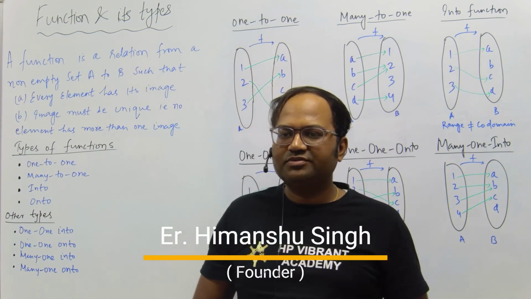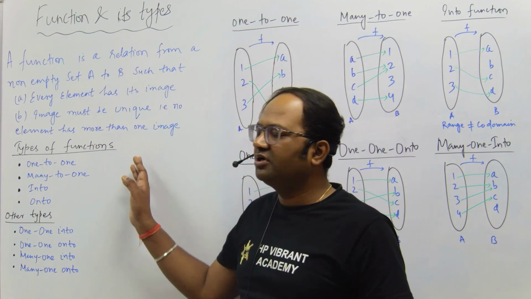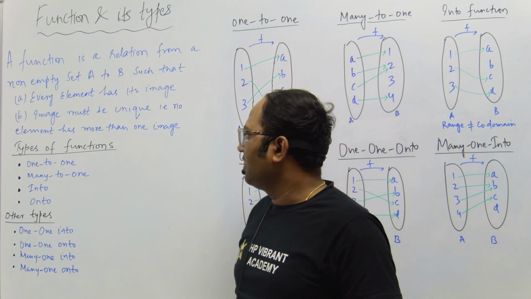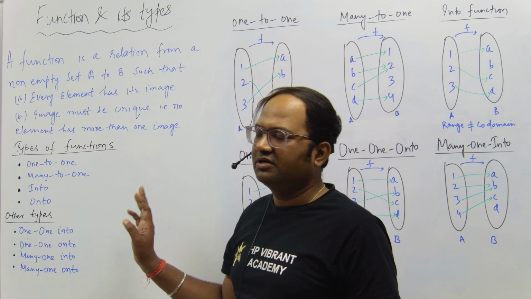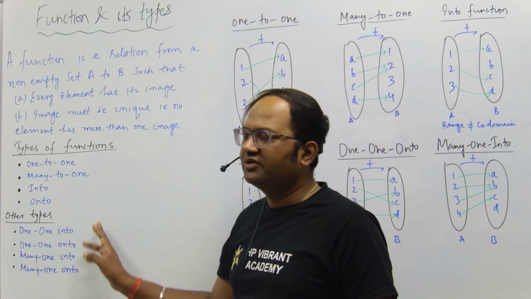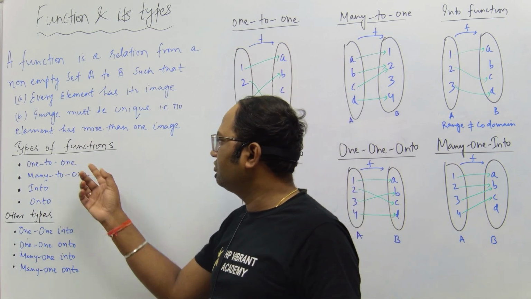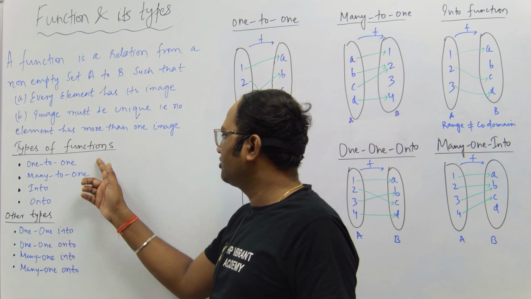In the last lecture we have started the discussion on the function. So in this particular lecture we will discuss in detail about the types of function. In the last lecture we have seen the basic types of a function. Basically we have four types of function and the other types are the combination of these basic four types of function. So we have the basic four types of function as one-to-one, many-to-one, into, and onto function, and the other types are combinations of these functions.